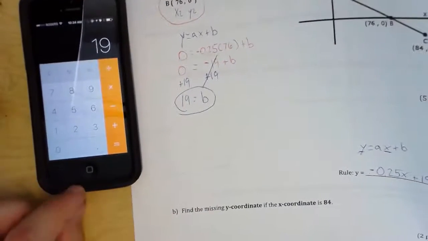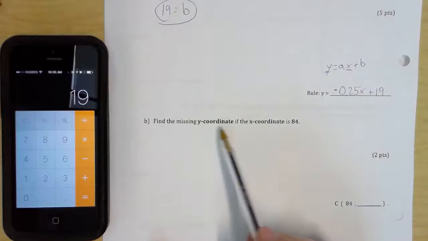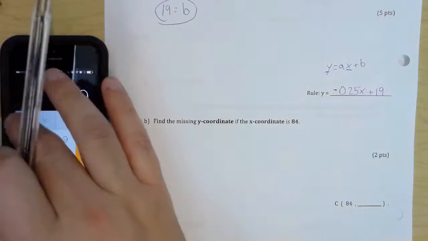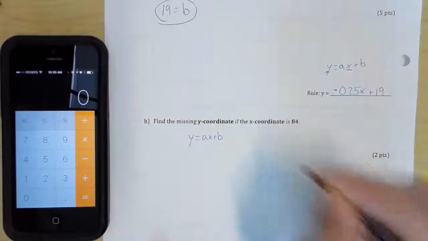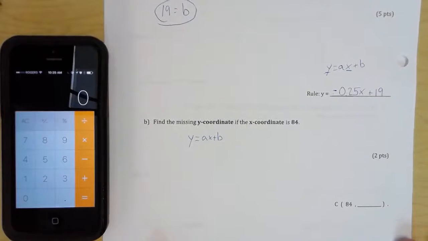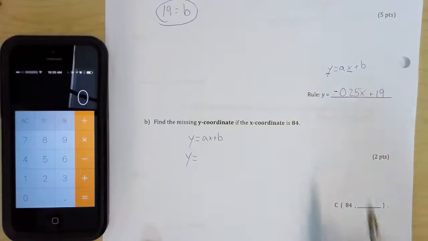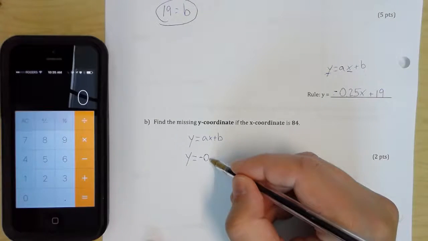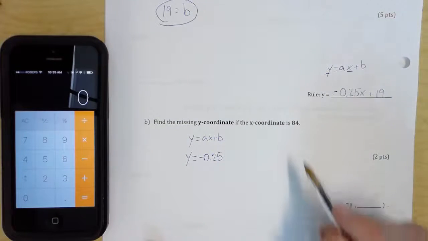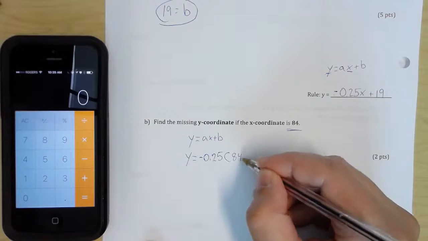Now if we move further down the page, bear with me here, now it's asking you to find the missing y coordinate if the x coordinate is 84. So again we're using the rule y equals ax plus b. Okay? The only thing here is we're given one coordinate and we're asked to find the second one. So we don't know what y is, so we're going to keep y like this. We know that our a from up here is negative 0.25. So we're going to throw in our negative 0.25. And we know that our x, because they're telling us, is 84. So we're going to multiply it by 84.